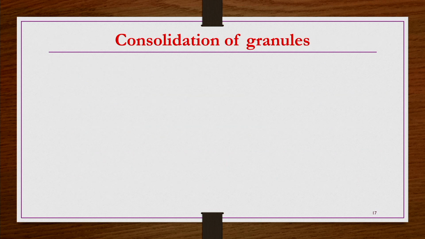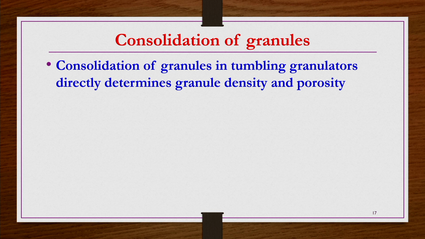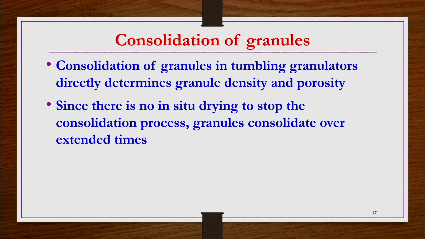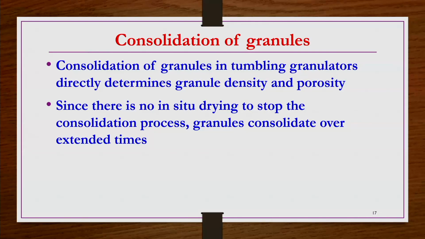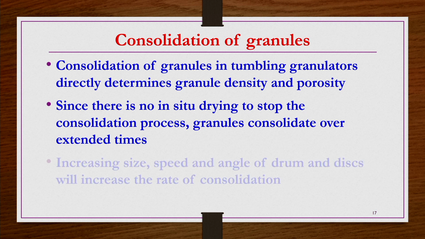Next, consolidation of granules. Consolidation of granules in tumbling granulators directly determines the granule density and porosity, because there is no in situ drying to stop the consolidation process. When we use the drum or disc granulator, the subsequent drying in general has to be taken care of by some other equipment, like a fluid bed or rotary kiln dryer, because in situ drying of these granules is not possible in tumbling granulators. Because of that, the consolidation process continues and it is very difficult to control. So, that is the reason granules consolidate over extended times.